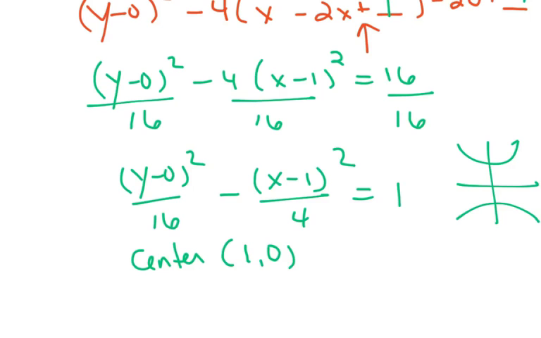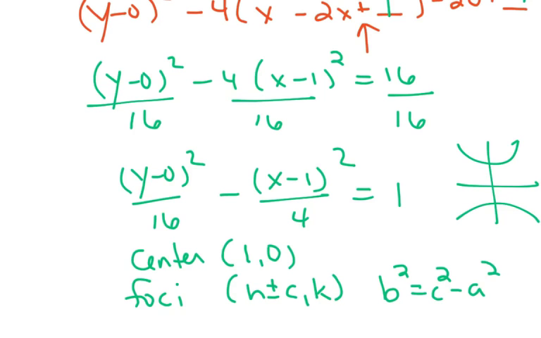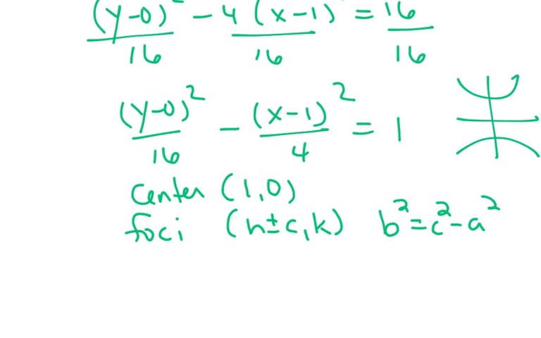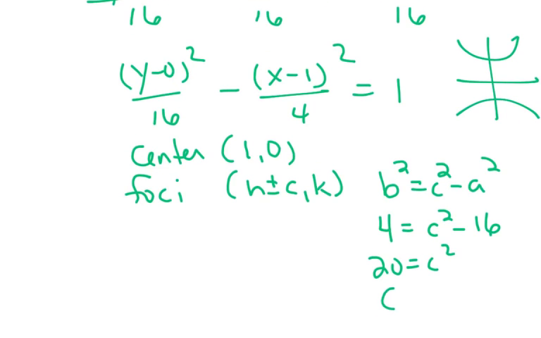The focus, or foci I should say, are going to be at h plus or minus c, k. And in this one, we find c by using this formula. So in this case, b squared, which is 4, is going to equal c squared minus 16. So c is the square root of 20, also known as 4 square root of 5. So the foci are at 1 plus or minus 4 square root of 5, comma 0.